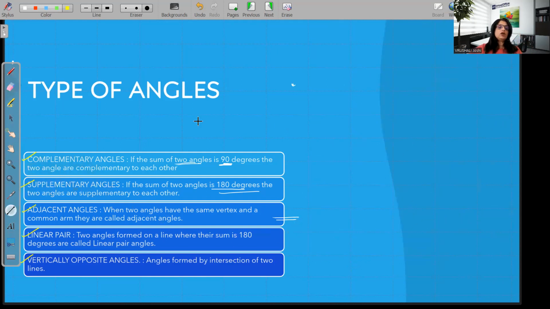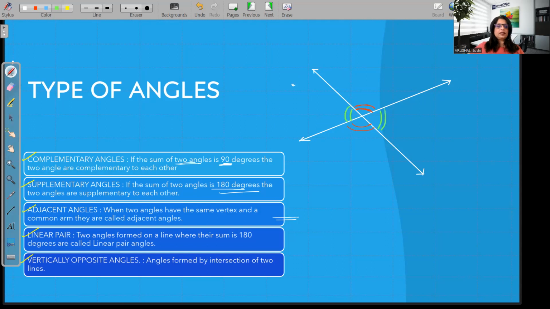So next is vertically opposite angles. What do you mean by vertically opposite angles? For example, if this is one line going on, and you cross it by any other line anywhere. It's not necessary at the center, anywhere. Then can you see it forms this angle, this angle, and at the same time it also forms this angle and this angle.